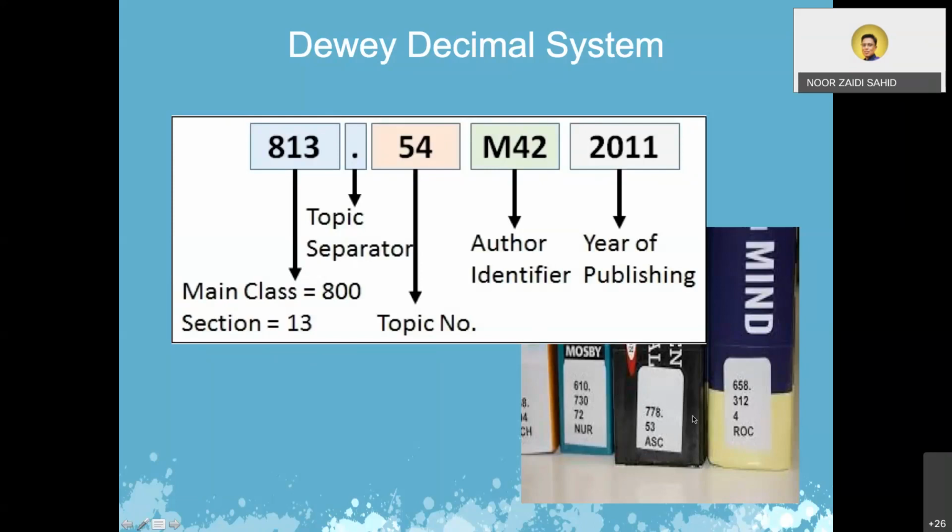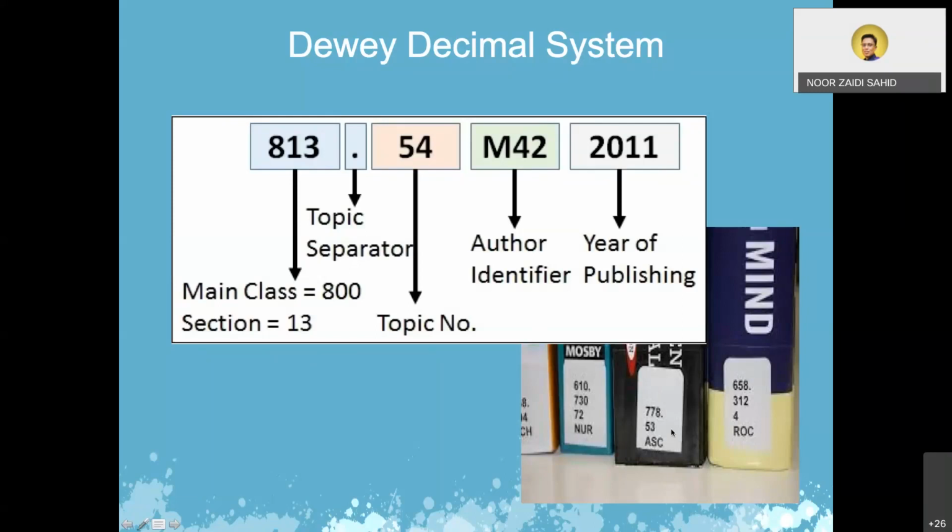Okay, kenapa perlu letak author identifier? Because books sometimes can have the same title and the same field, but be written by different authors. So that's why we need to include the author name or the author identifier in the class number.